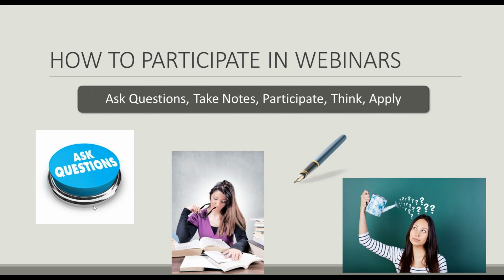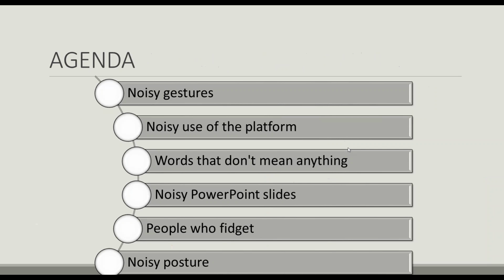Let's get started. The agenda. I've got 6 strategies for reducing noise. The first one is around noisy gestures. The second one is around how you use the platform, cleanly, purposefully, or noisy use of the platform. I'm going to talk about noisy words that don't mean anything. Those words that people will hear and wonder, what's the meaning of that word? And those words or those sounds that you utter that just annoy people.